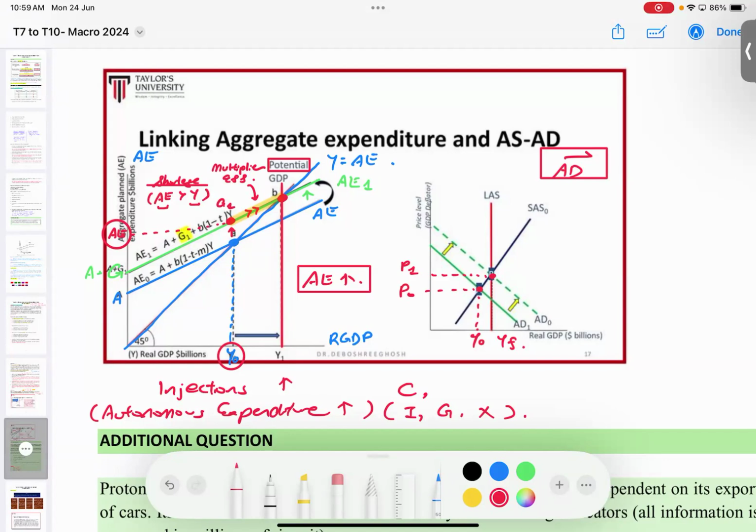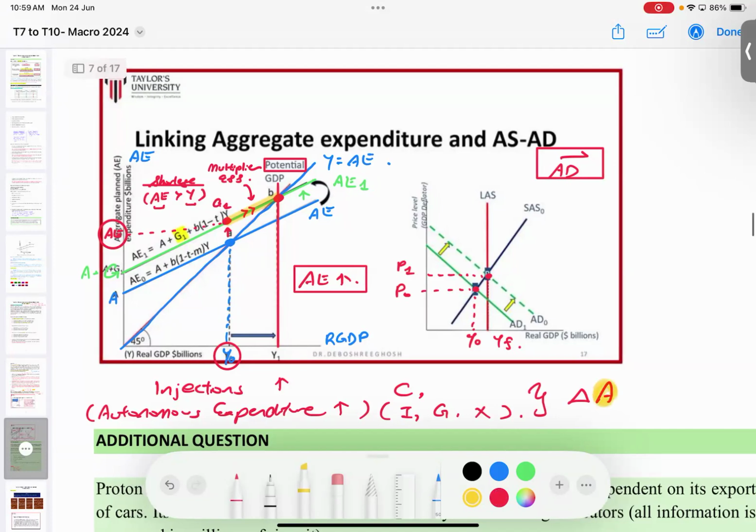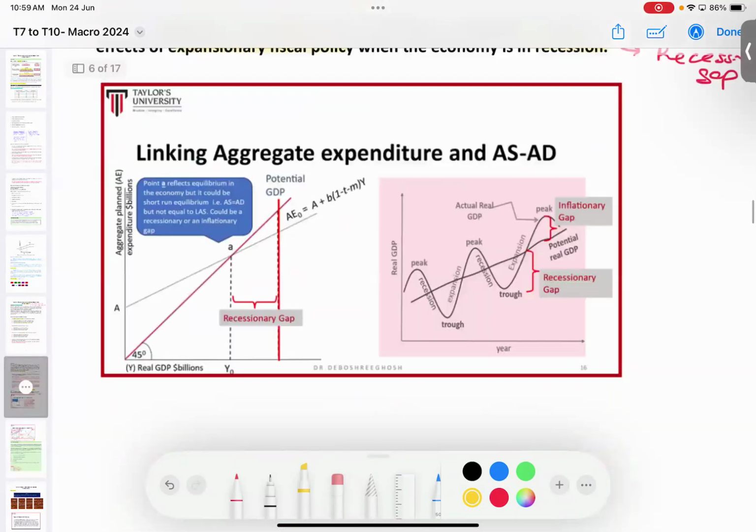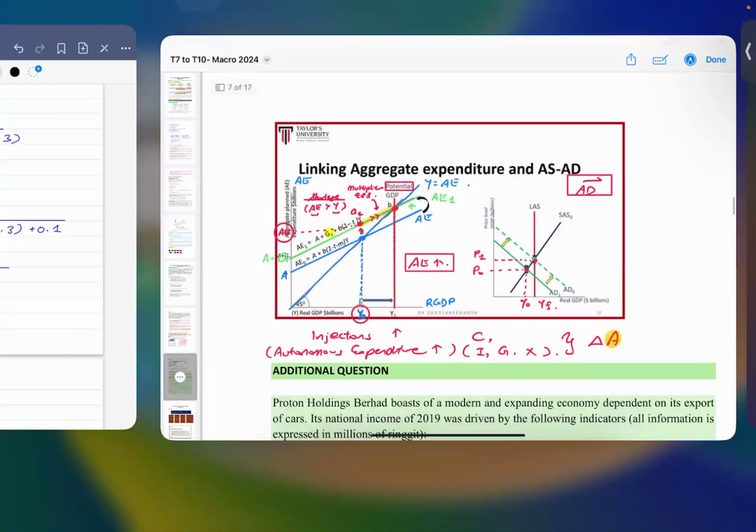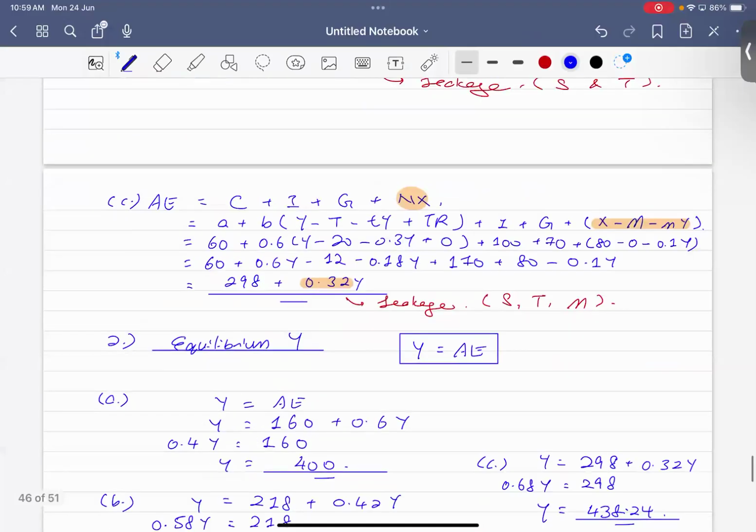Okay, so therefore any change in injections or any change in autonomous expenditure, we put all these as change in autonomous. We use the big capital letter A. Again, if you forgot why, you need to watch back the recordings and also the extra video that I created. So as long as it is about the change in the autonomous injections, it shifts the whole AE.